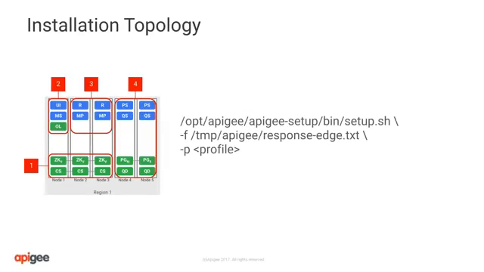Remember that we have Cassandra and Zookeeper on hosts 1 through 3, Management Services on host 1, Routers and Message Processors on hosts 2 and 3, Analytics Services on hosts 4 and 5, and the Developer Portal on host 6. The command we will be using to set up the profiles is setup.sh -p /temp/apigee/response-edge.txt and the profile name.